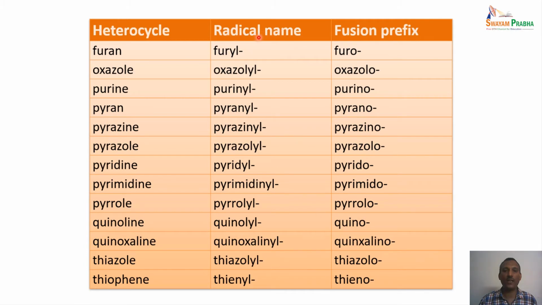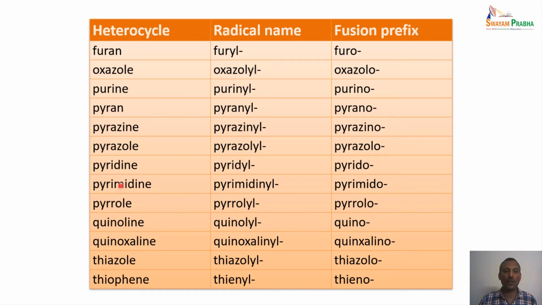And if it is a radical name we have to mention, then we use YL. That is, furan is furyl. F-U-R-Y-L is the one. And if it is fusion, the AN is lost. We say furo. The same way for all the different heterocycles, the fusion and radical names are given.